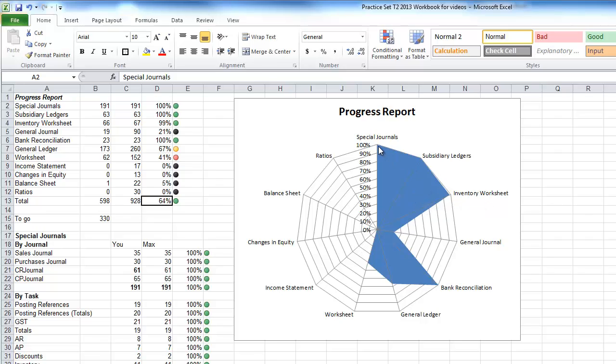So special journals, you've completed 100%, subsidiary ledgers 100%, inventory almost 100%. There was a slight error in the model with the date, and so that's not 100% yet. General journal, we've got some of the general journal done. Bank rec, we've got perfect. General ledger, we're halfway through.